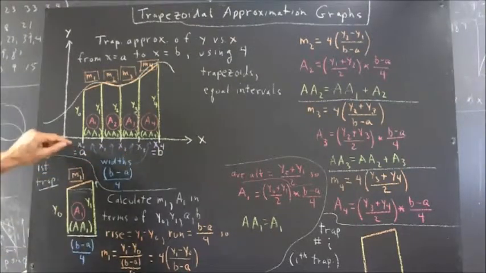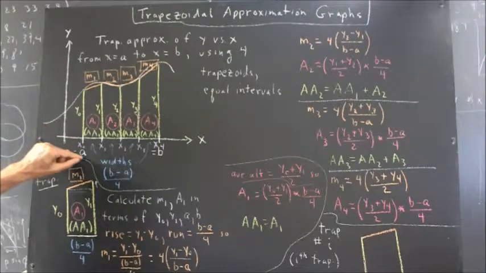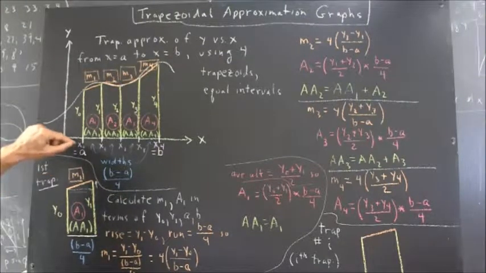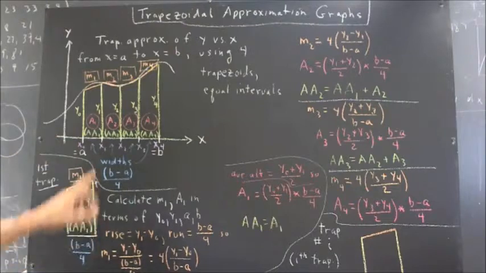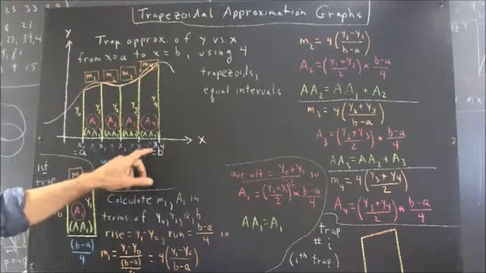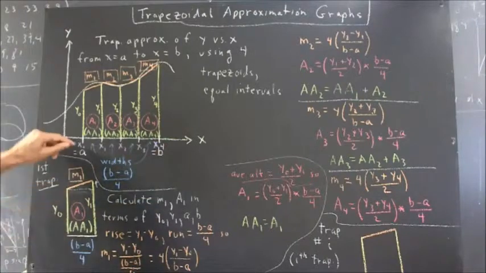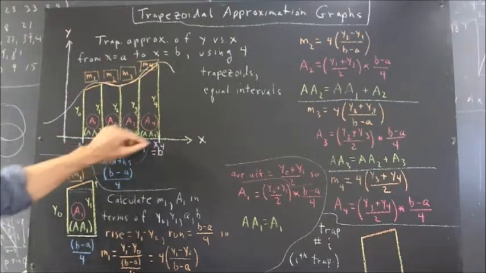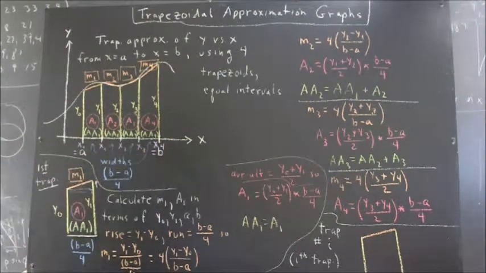And we're going to call the coordinate of the first point, which we know to be A, x sub 0. And then we're going to call the next 3 coordinates x sub 1, x sub 2, x sub 3, and the last one x sub 4, with x sub 0 equal to A, x sub 4 equal to B.